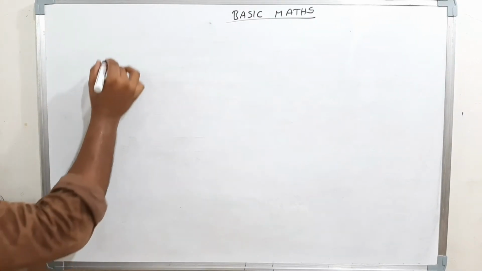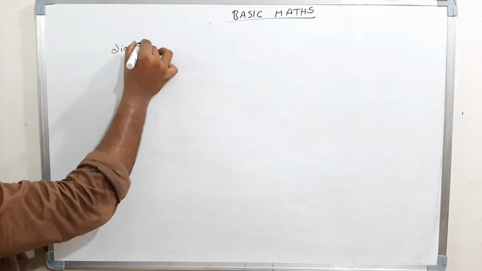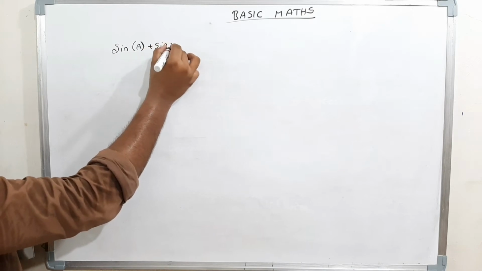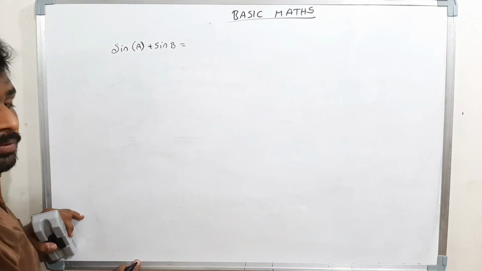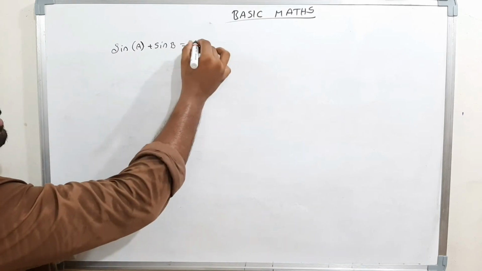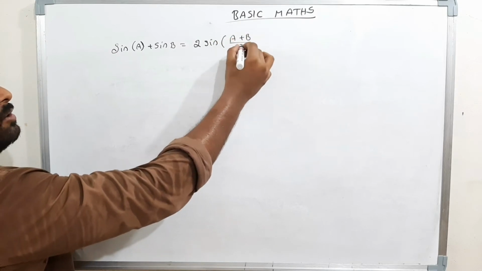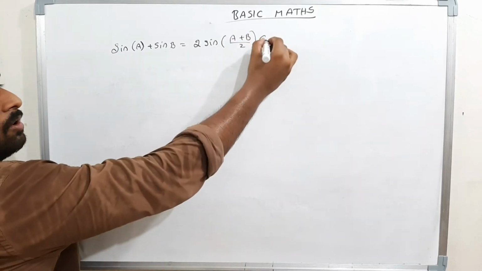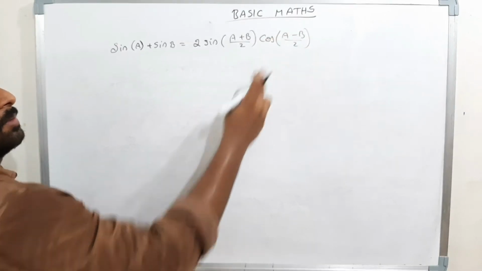Okay, next one. Sometimes we will use this one also. Sin A plus sin B. Now what to do? What is the formula for this? Sin A plus sin B formula is 2 sin (A plus B) by 2 into cos (A minus B) by 2. One time it is plus, one time it is minus.